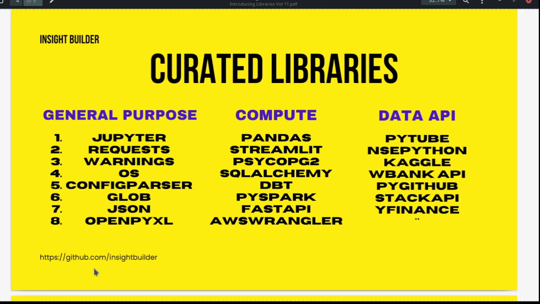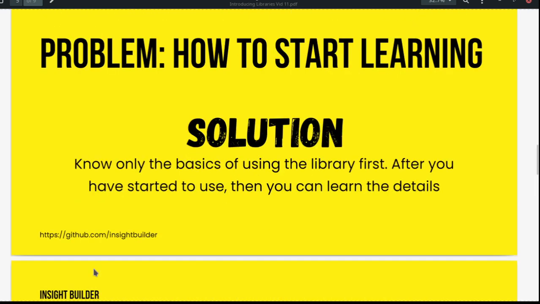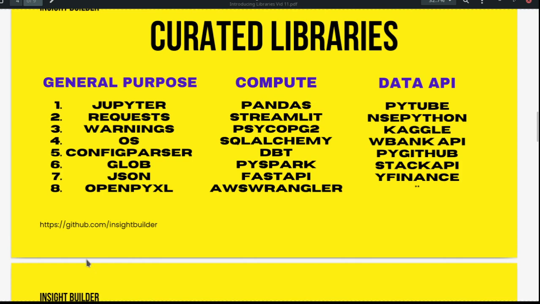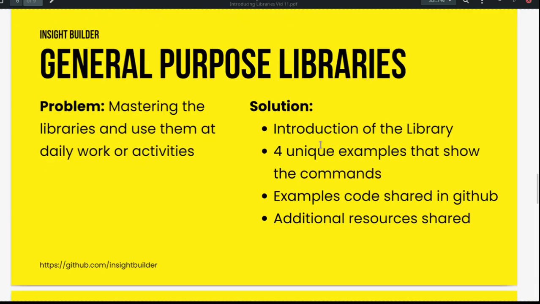And then come the compute libraries and data API libraries. So you have the library names here. But how do you start learning them? The solution is very simple. The key is that you learn the basics of using these libraries. Just learn the basics. You don't need to understand these general purpose libraries to the detail level. You have to understand how to use them and then start using them in your projects. That is how you start working with the general purpose libraries.